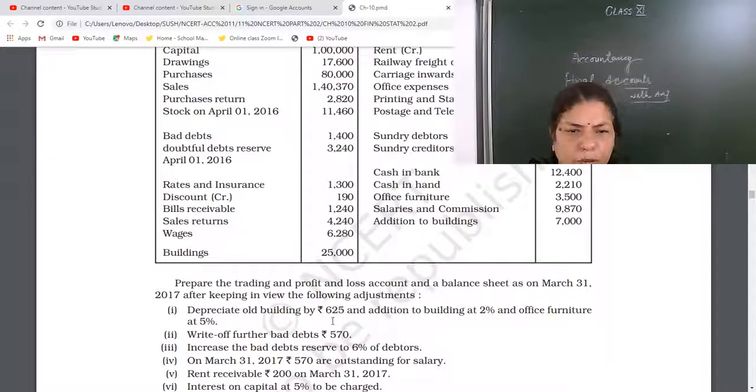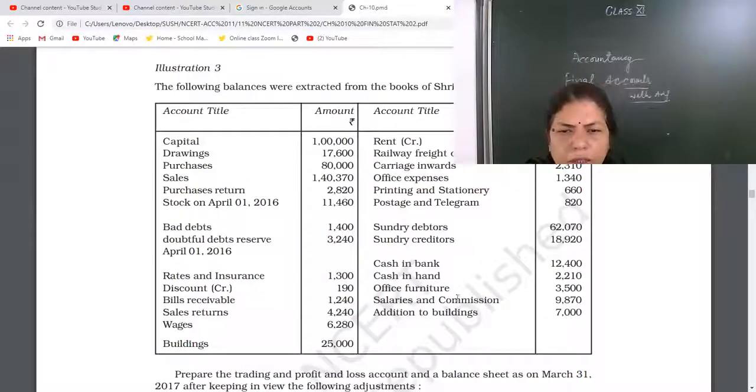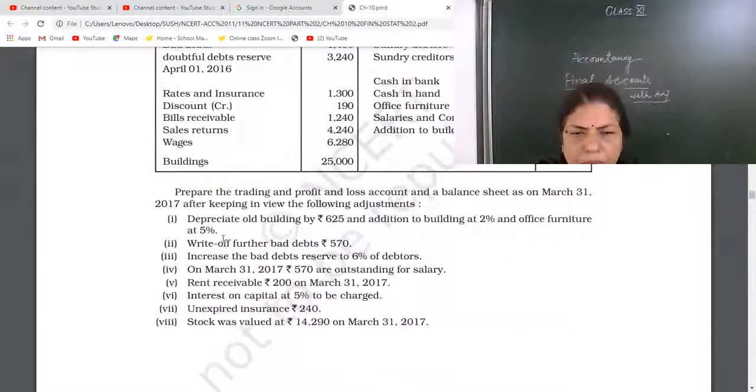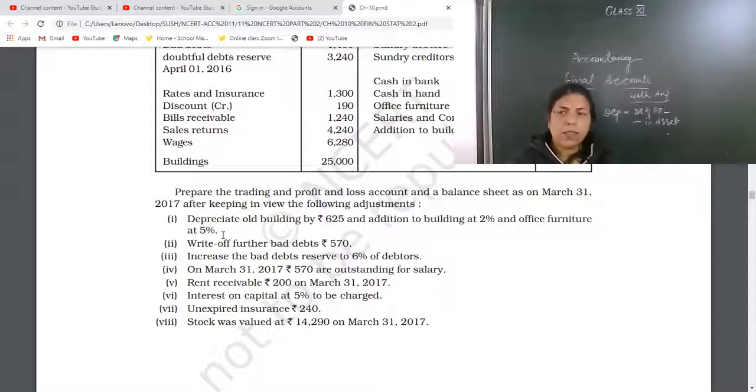Office furniture by 5%. See, the furniture's value is given here, that is 3,500. So 3,500 into 5%. Now we have to show the depreciation. Yes, I am showing you how to do that. See, depreciation will be shown at two sides: debit of P&L and minus in the concerned asset. Minus in concerned asset means the asset which is related, we should subtract from it. Okay.